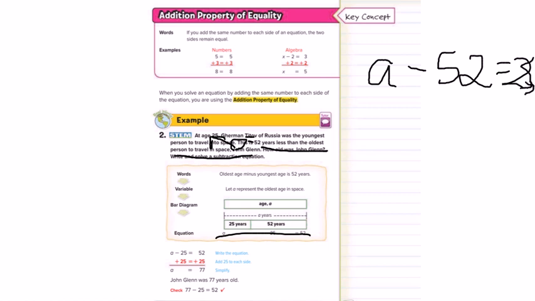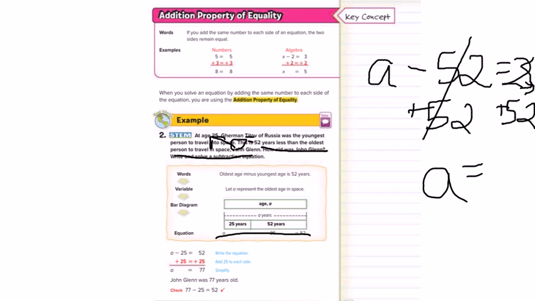So to solve this equation, I want to get rid of that minus 52 to get a by itself. So I can add 52. Whatever I do to one side of the equation, I have to do to the other side. So minus 52 plus 52 will cancel out and leave me with just a. And 25 plus 52 will give me 77. So John Glenn was 77 years old.